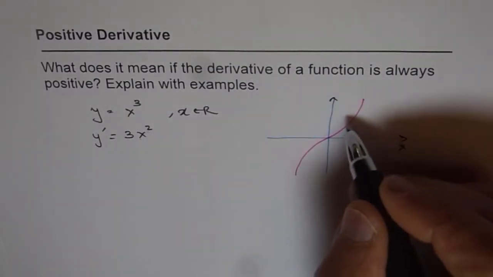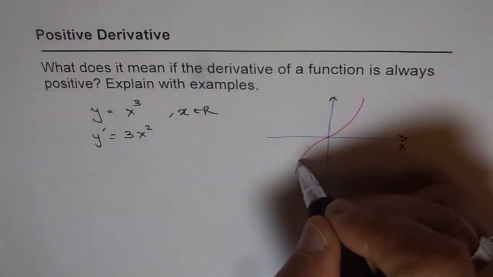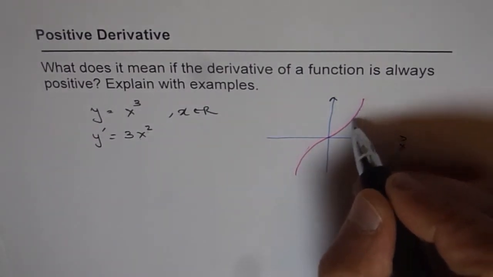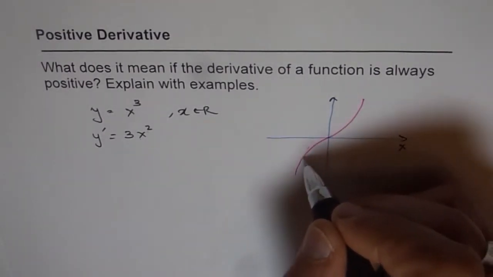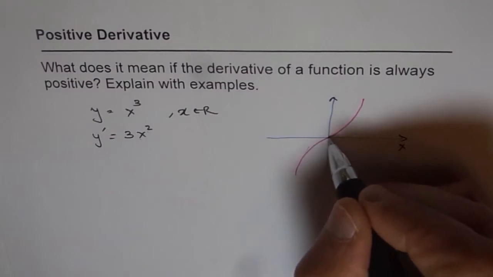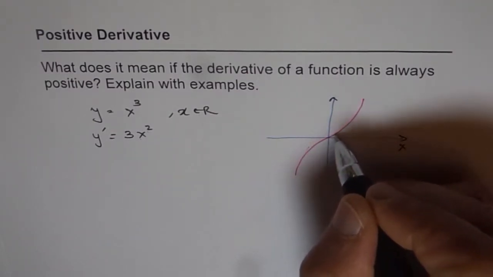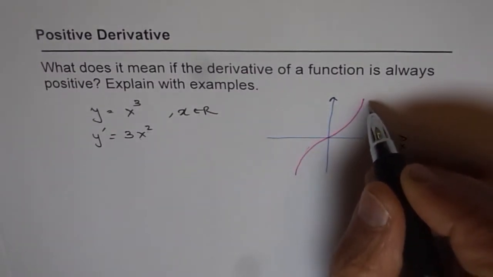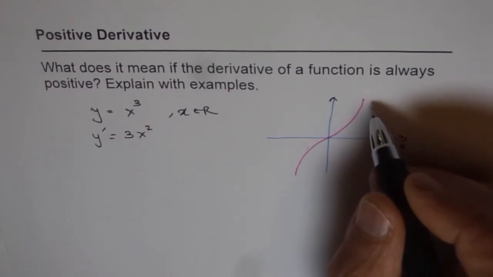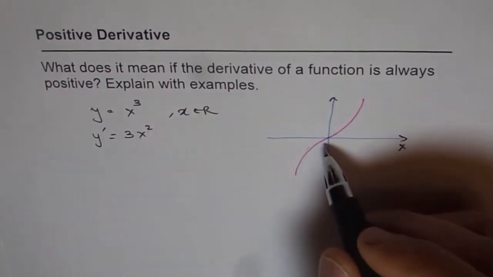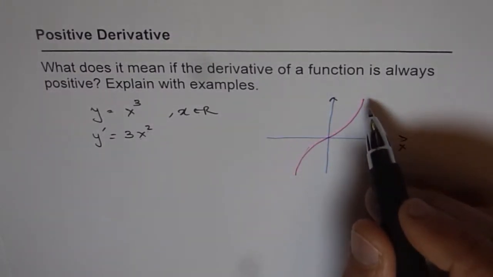If the function is always increasing, then the slope at any point will be positive, right? Do you see that? So it may seem to flatten here, but the function's value is increasing. Since the function's value is increasing, its rate of change will be positive at all instances.